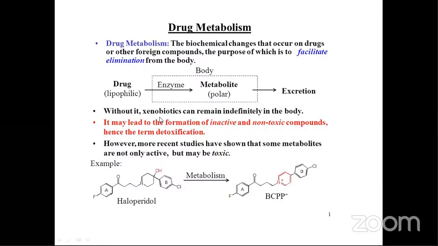Without metabolism, xenobiotics can remain indefinitely in the body. Whatever drugs or other food materials are taken from an external source are called xenobiotics. For a long period of time, they may stay inside the body. So you have to remove them through the elimination or excretion process. How will they be excreted? By metabolism only. Without metabolism, they cannot be excreted, so the metabolic process is required. It may lead to the formation of inactive drugs.